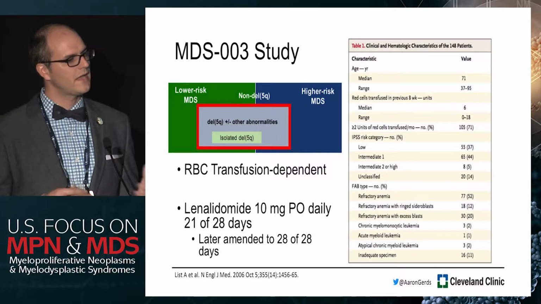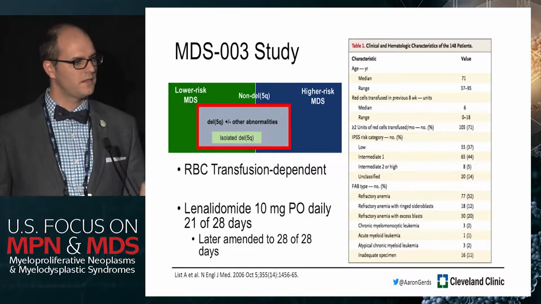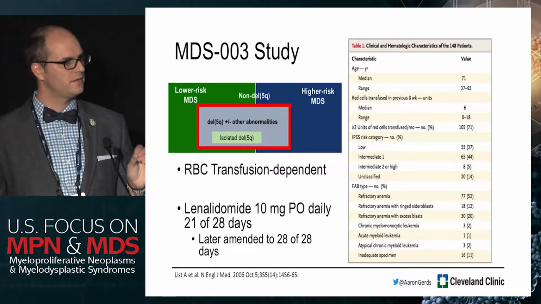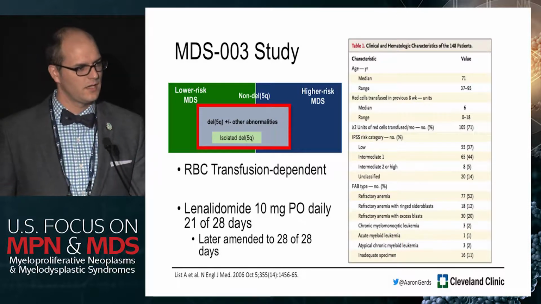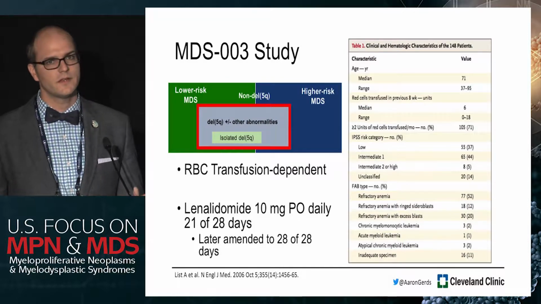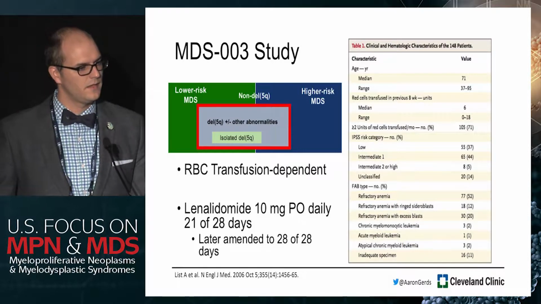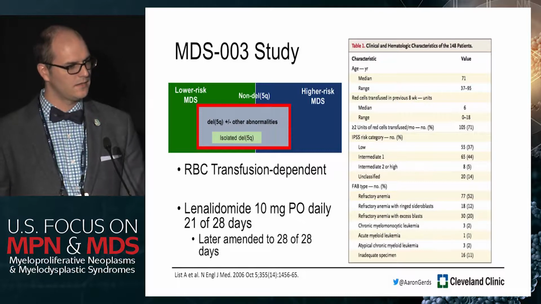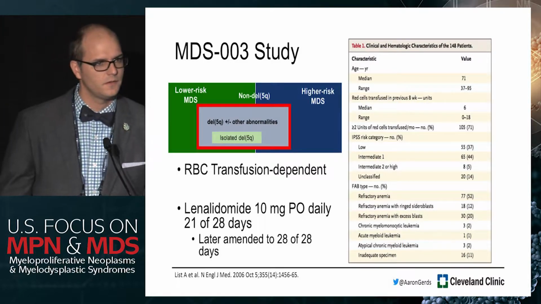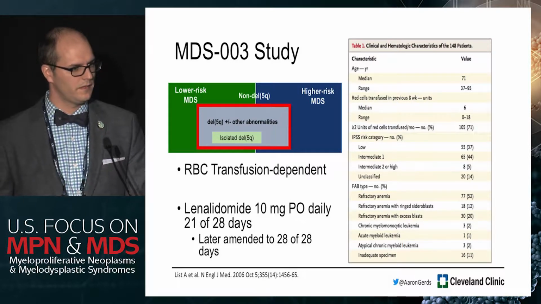It included lower risk and higher risk MDS, those with the del(5q) abnormality plus or minus other abnormalities on the cytogenetics. And these patients were all red cell transfusion dependent. They all received lenalidomide, 10 milligrams daily, 21 of 28 days. The study was later amended to a full month, a full cycle of lenalidomide.